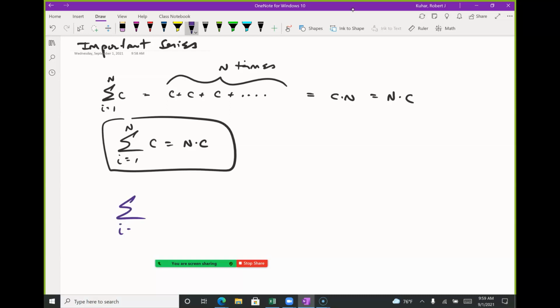The sum from i equals 1 to n of i, which is, okay, so it's the first index, which is 1. Is everybody understanding that? The first value of i is 1. What's the second value of i? 2. And the next value of i is 3, plus all the way up to n. And this one is n times n plus 1 all over 2.